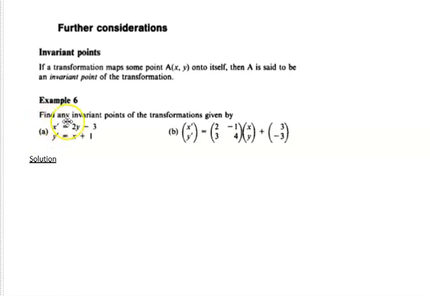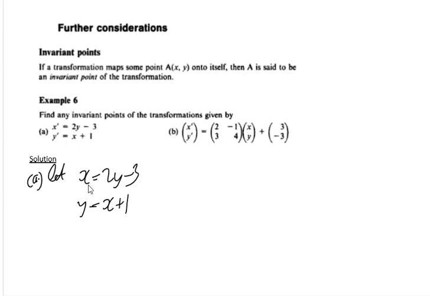So in this example it says find any invariant points on the transformation given by x dash equals 2y minus 3 and y dash is equal to x plus 1. Okay, so to do this, for the first one, we're just going to say let x equal 2y minus 3 and y equal x plus 1. So all I've done here is instead of x dash, I've just left that be equal to x, because if it's an invariant point, x will go to x, so x will not go to x dash, it'll stay put. So we've got two simultaneous equations.